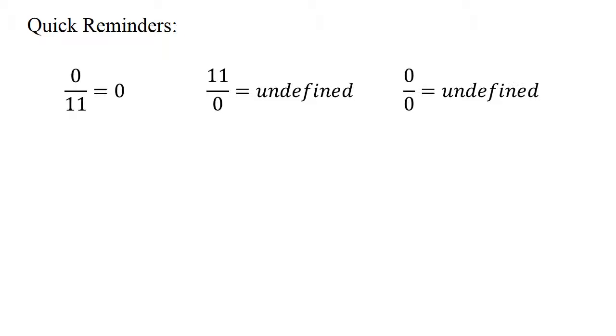Some quick reminders about fractions, some things you're going to run into. If you have 0 divided by a number, that's 0. If, on the other hand, you have a number divided by 0, that's undefined. Or if you have 0 divided by 0, that is also undefined. So make sure you don't get those confused with like 11 divided by 0 being 11. That would have to be 11 divided by 1.